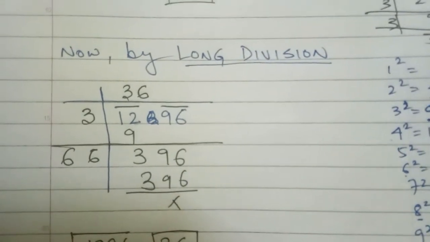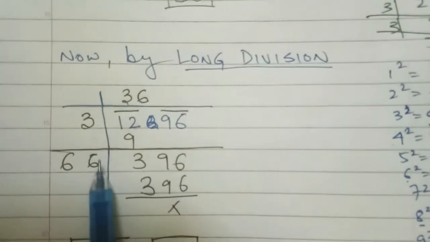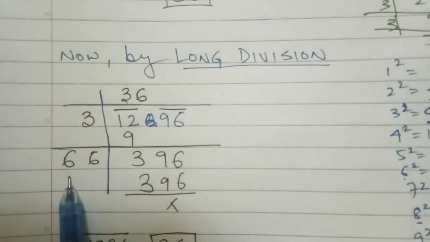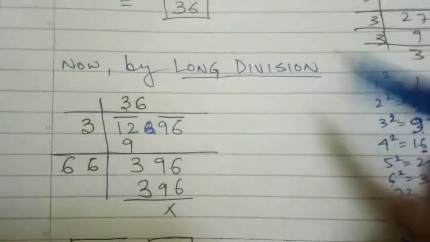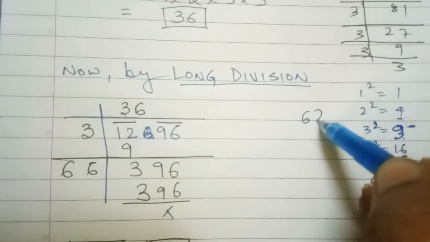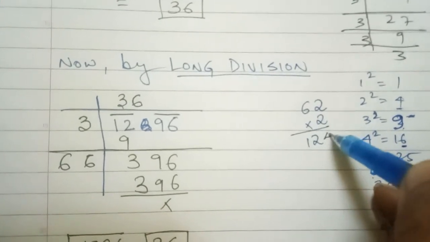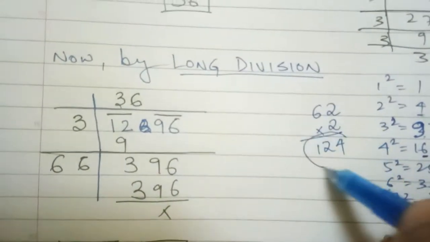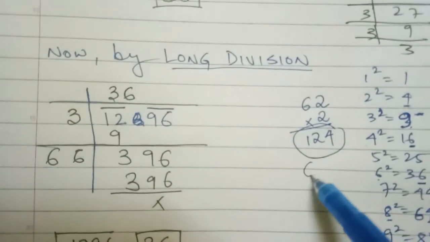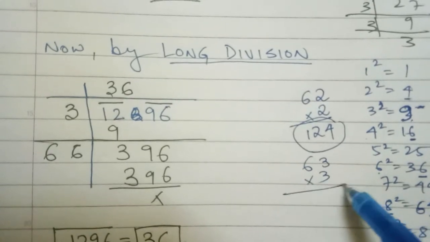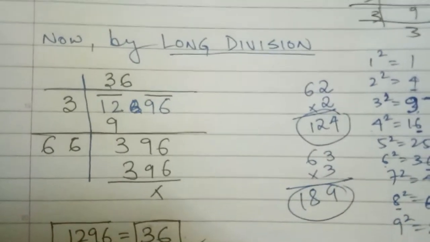Now for 396, we have to take a number so that it is easily divisible. Suppose here it is 6. If you take the 6 over here, you have to take the same digit beside it. Suppose I write 2, then 2 will also be written there, but it will be 124, which is not matching with this particular 396. But if I take 63 into 3, it will be 189, but this is also not matching.